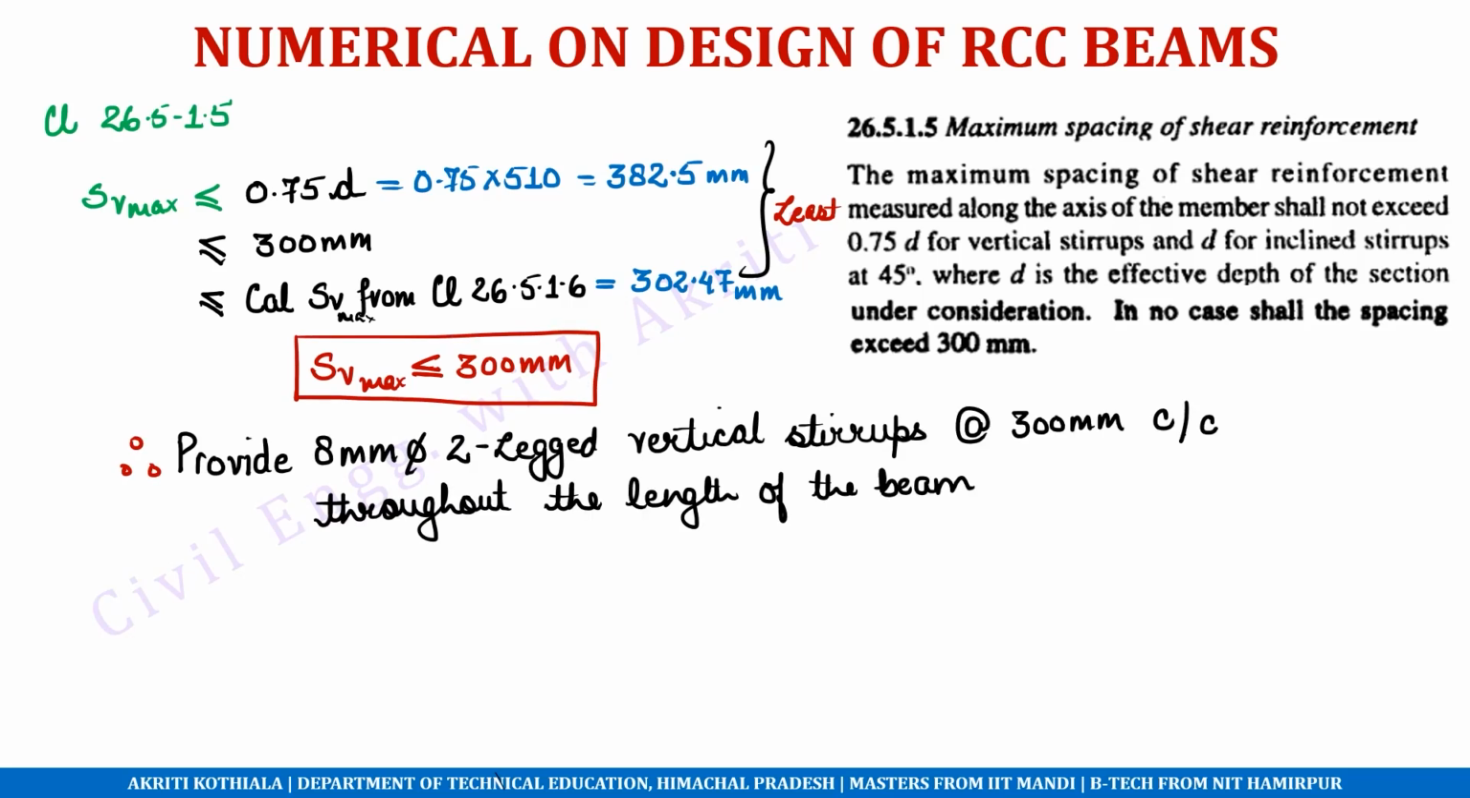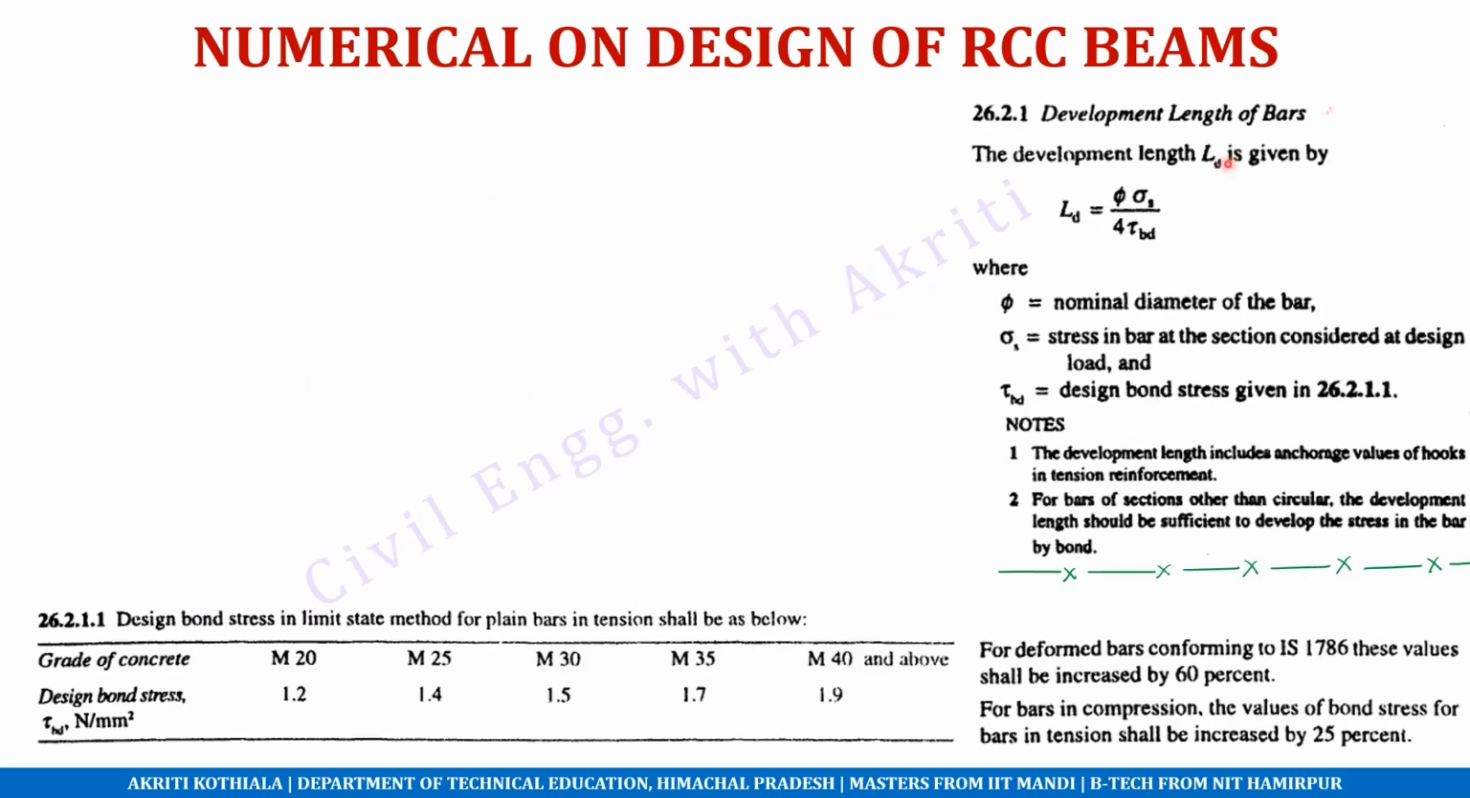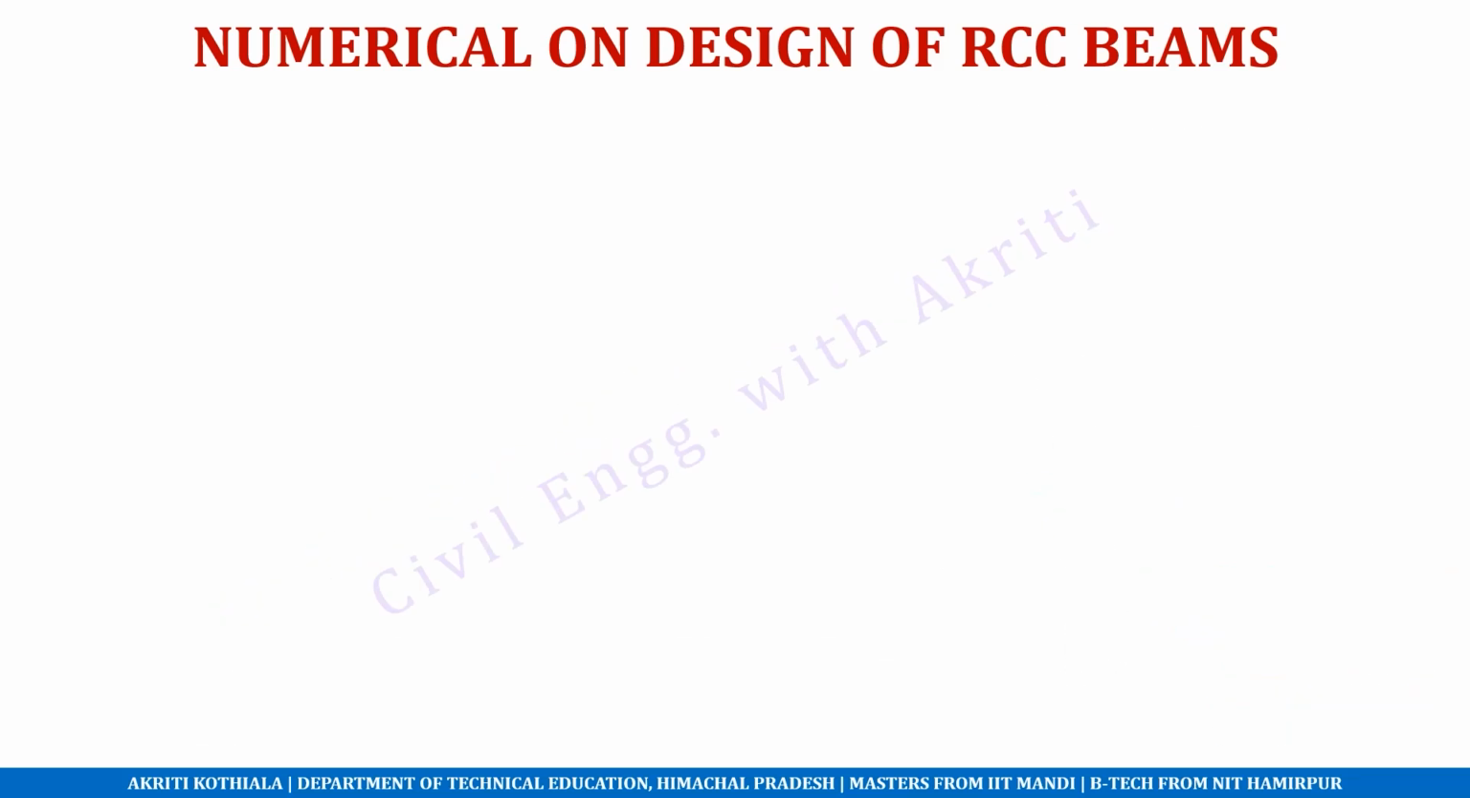Therefore, we will be providing 8 mm diameter two-leg vertical stirrups at the rate 300 mm center to center throughout the length of the beam. So we will not be changing the spacing throughout the length of the beam and keep it constant at 300 mm. Now we have to check the development length, which will be covered in a separate video on development length for this question as well, and we'll be calculating the values there.